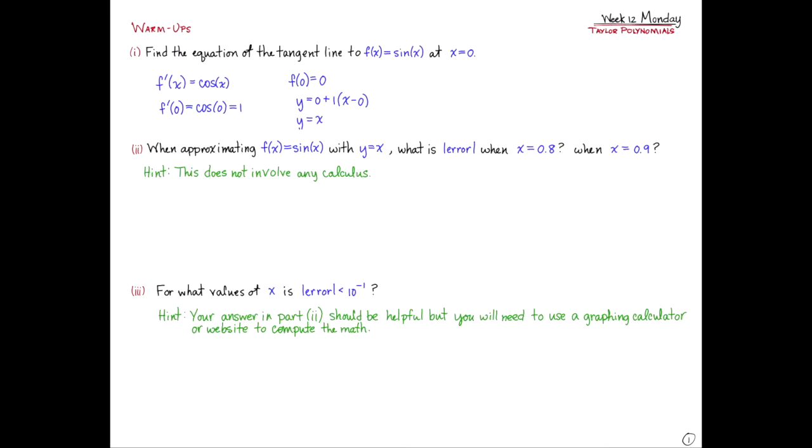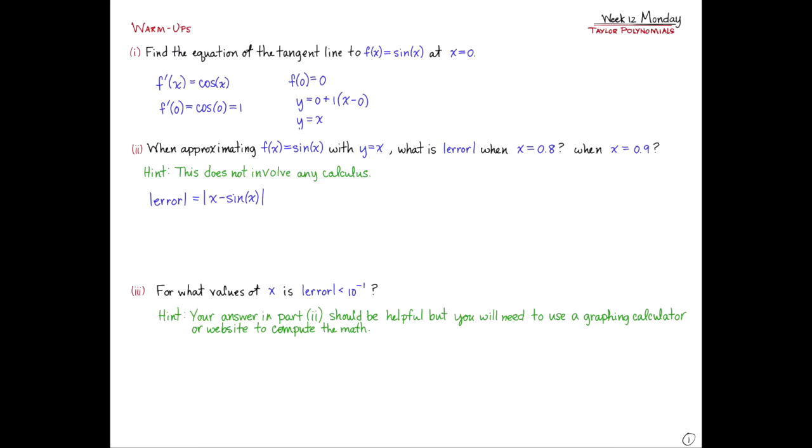For the second part of our warm-up exercise, when approximating f of x equal to sine x with y equal to x, what is the size of the error when x is equal to 0.8? And I gave the hint that this does not involve any calculus. The actual error is going to be the difference between our approximation and the curve itself, which in our case is the absolute value of x minus sine x. And we use the absolute value signs because we don't care if our approximation is an overestimate or an underestimate. We just want to know how big is the error.